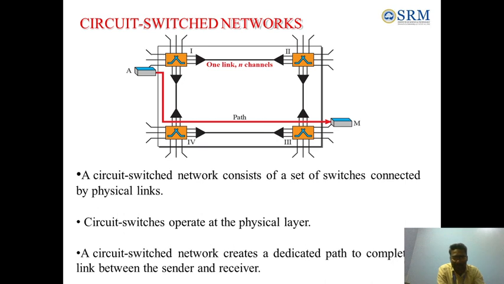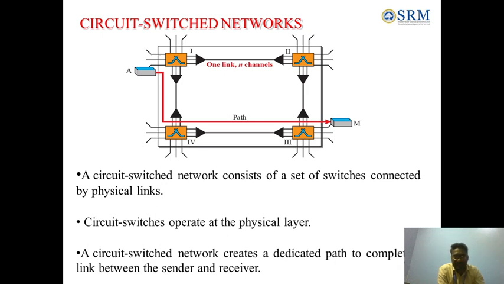This circuit switch network consists of a set of switches which are connected through physical links. See here, from A to M, we have a set of switches: switch 1, 2, 3, and 4. These are all connected through physical links. And at which layer of the OSI model does circuit switching happen? It is the physical layer.